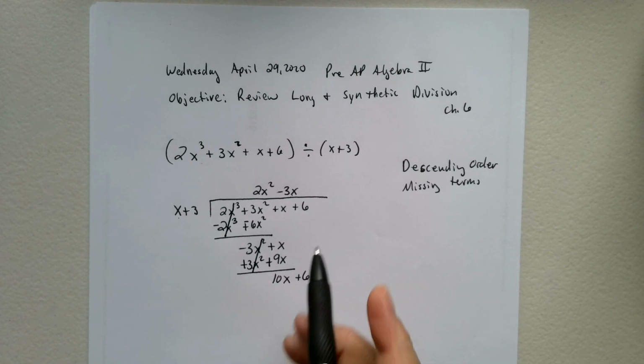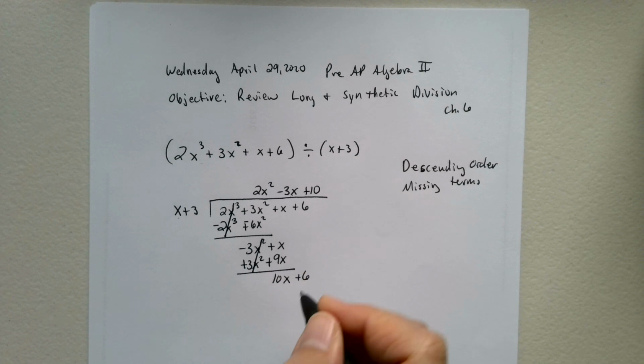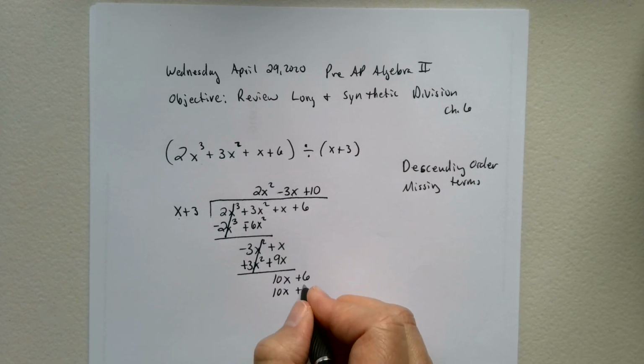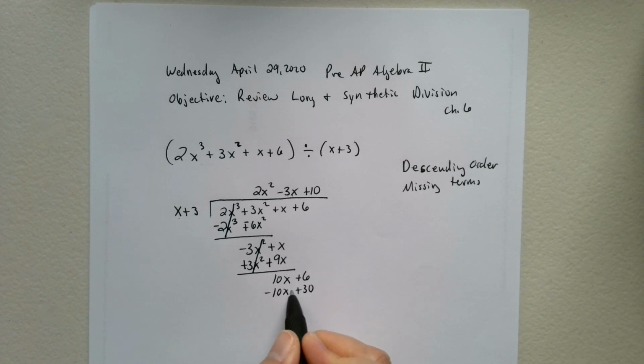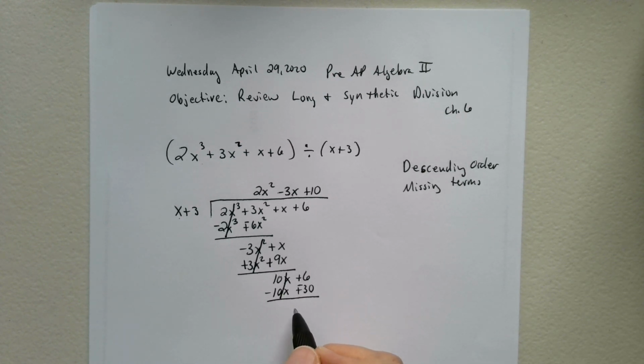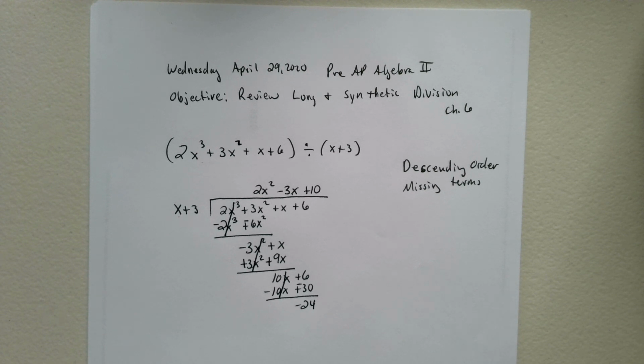To get an x to be a 10x, we need to multiply by 10. And so we would have 10x, and then 10 times 3 is 30. We're going to subtract, change both of our signs. So the 10x and negative 10x cancel out, and 6 take away 30 is negative 24. So our remainder is negative 24.